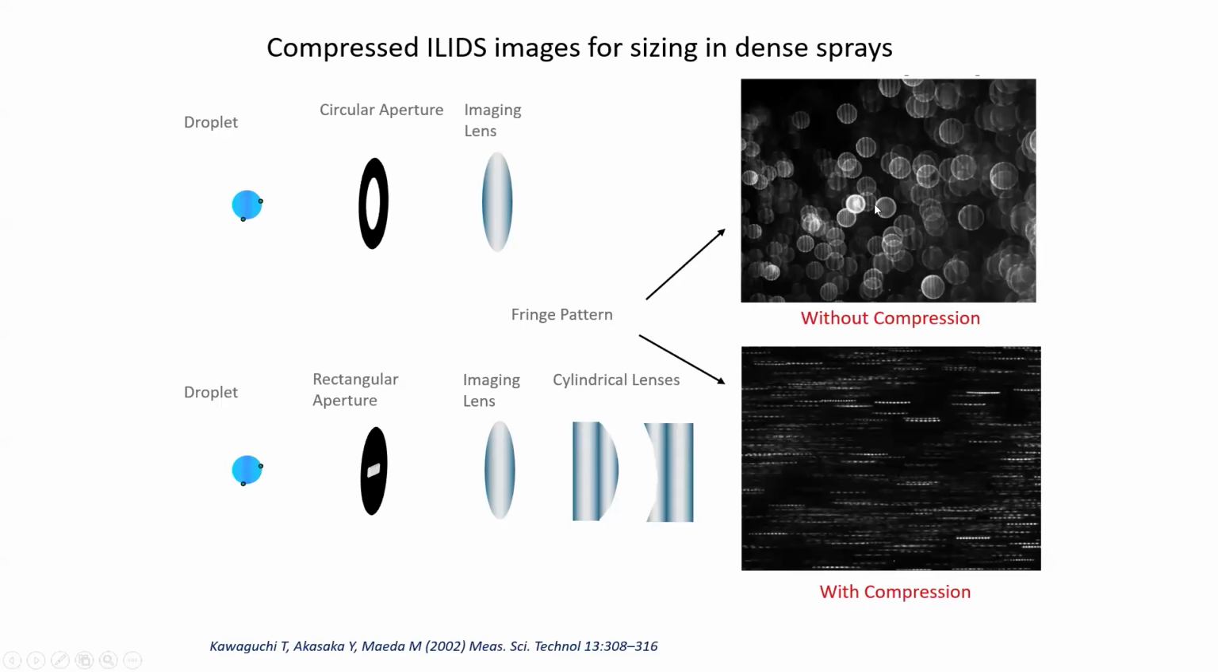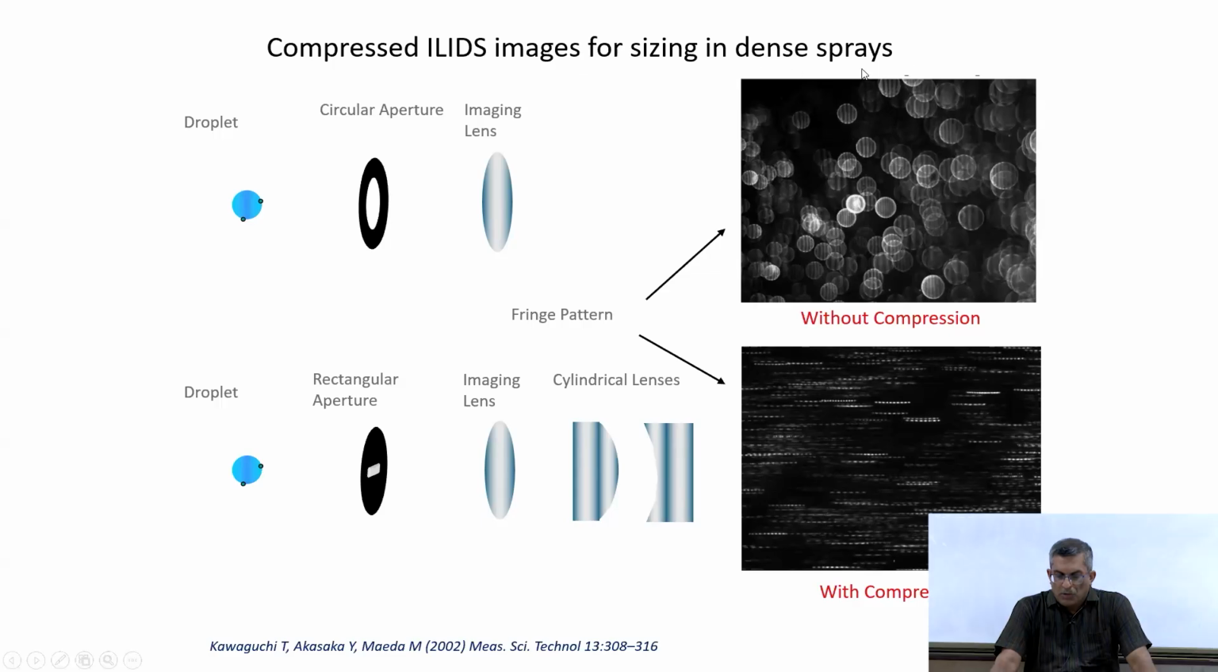However, this has to be automatically done through some image processing code. It is not possible to do this manually. Now, if you have dense sprays, or if the particle mass loading or volume fraction is high, then the interferograms interfere with each other, or they overlap with each other. For example, here in this case.